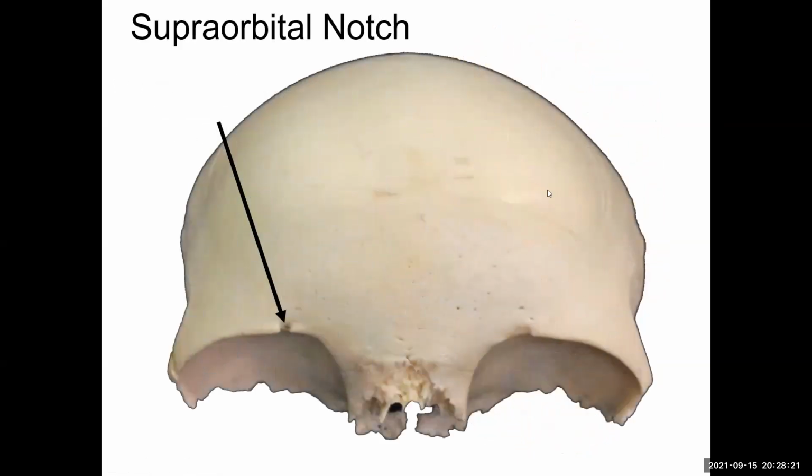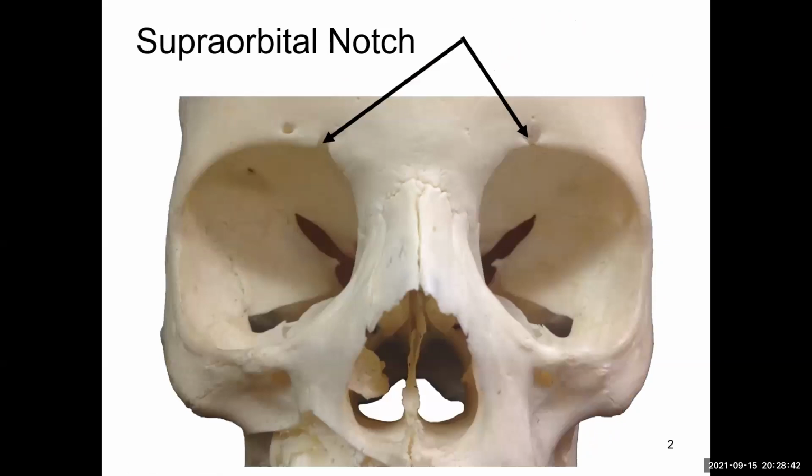All right. Now, if you take a close look, the arrow's pointing at this little notch-like structure. It's not a complete hole in the bone, just like the bone got chipped. That's known as the supraorbital notch. You have one here and you've got one here. Now, not everybody has a notch, okay? Some people might have something else.